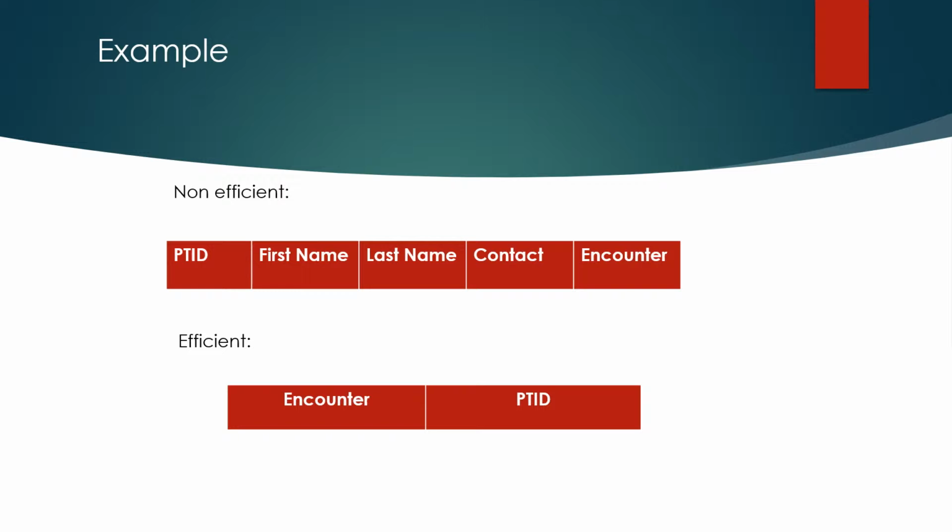Keeping encounter in a patient table will result in blank entries and missing data. For example, encounters with missing patient information or patient information with missing encounters. That's a lot of storage to lose. An efficient structure separates an encounter table and patient information into two tables. This type of structure minimizes the blank entries in a dataset.